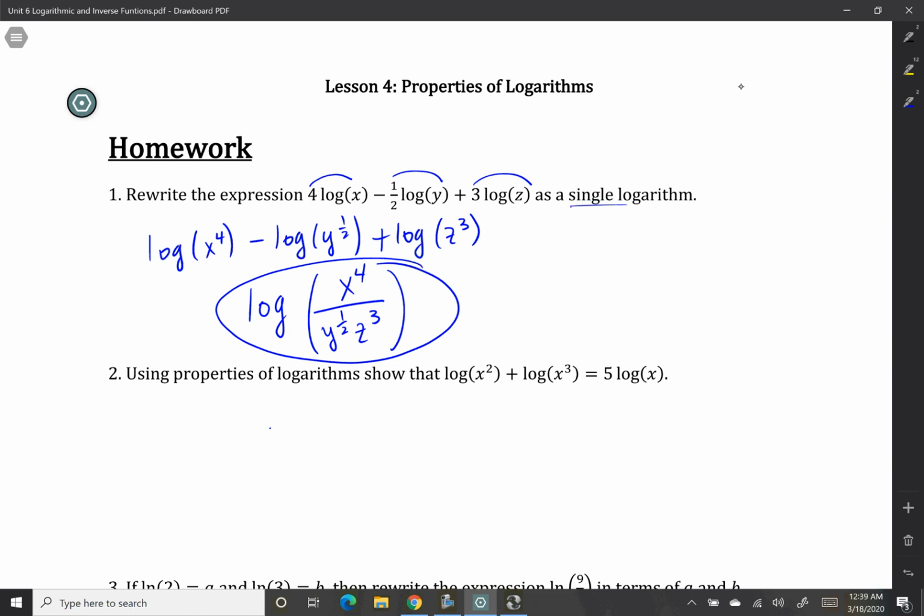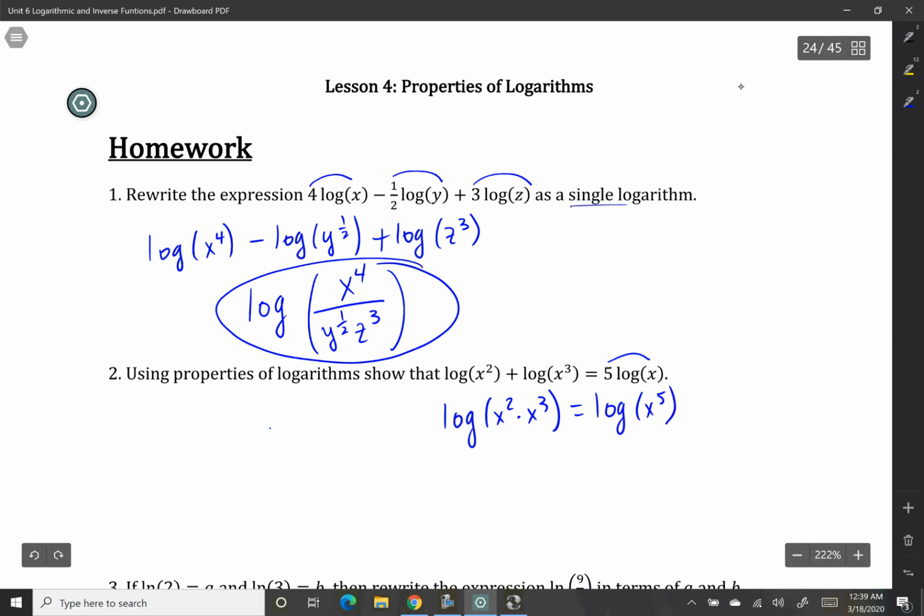So let's look at number 2. It says, using properties of logarithms, show that this expression is the same. Looking at these two separated logarithms, to put them back together, I would multiply. So I'd say log of x squared times x to the 3rd. On the right-hand side of the equation, I have a coefficient, so I can rewrite that as log of x to the 5th power. Now, using our exponent rules, when I multiply x variables, I add their exponents. So I can rewrite this as log of x to the 5th is equal to log of x to the 5th. So I've shown that these are, in fact, the same.